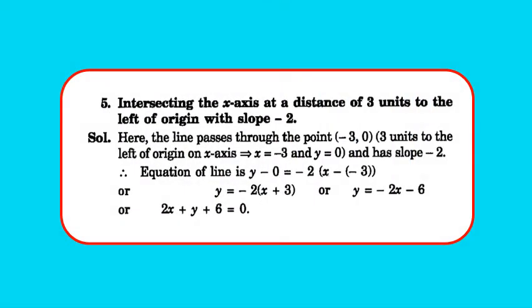Next is question 5. Intersecting the x-axis at a distance of 3 units to the left of the origin and with slope -2. So we have the x-intercept as 3 units in the negative direction and the slope as -2. So using the slope intercept form, we have y minus 0 equals -2 into x minus (-3). So simplifying, we get y equals -2 into x plus 3, or y equals -2x minus 6. So writing in the standard form, the equation of the line is 2x plus y plus 6 equals 0. Clear? So pause and note down the solution.